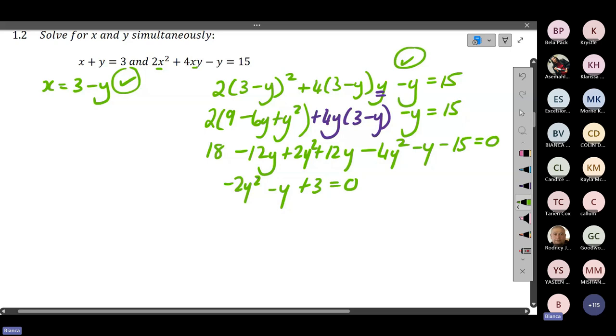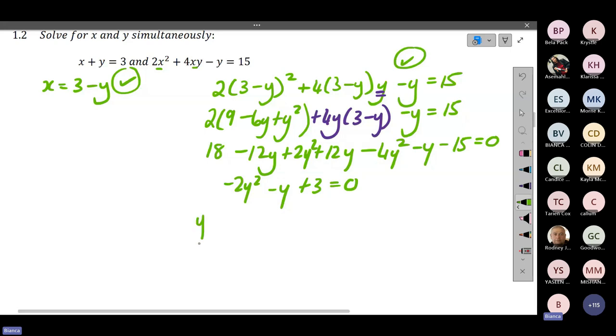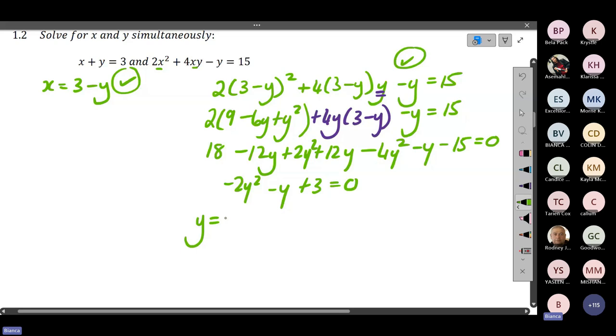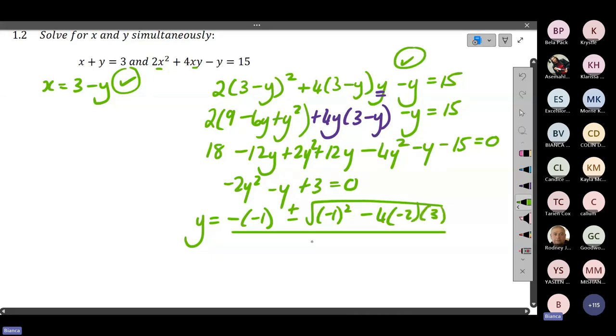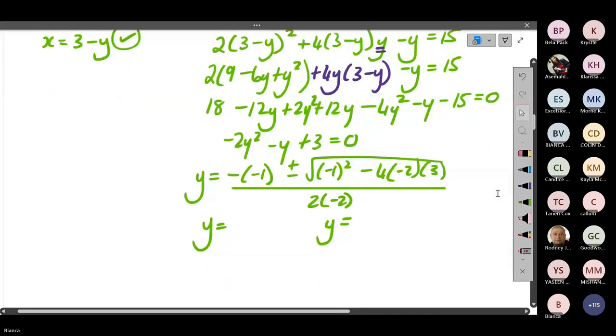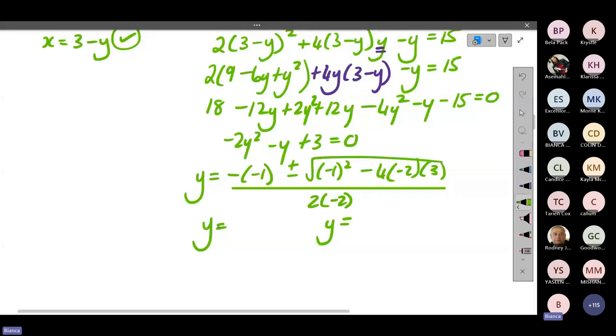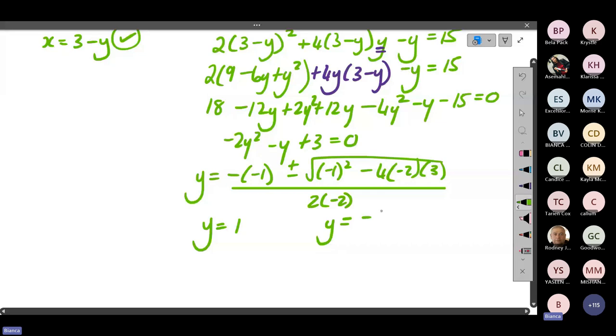So your quadratic formula, now you're going to say y equals, because you're solving for y, not x, so be careful there. Minus b plus minus the square root of b squared minus 4ac over 2a. You type it in twice, nice and slow. You don't want to mess up at the finishing line. I'm just lagging a bit. Okay, so my first solution for y is 1 and negative 3 over 2.